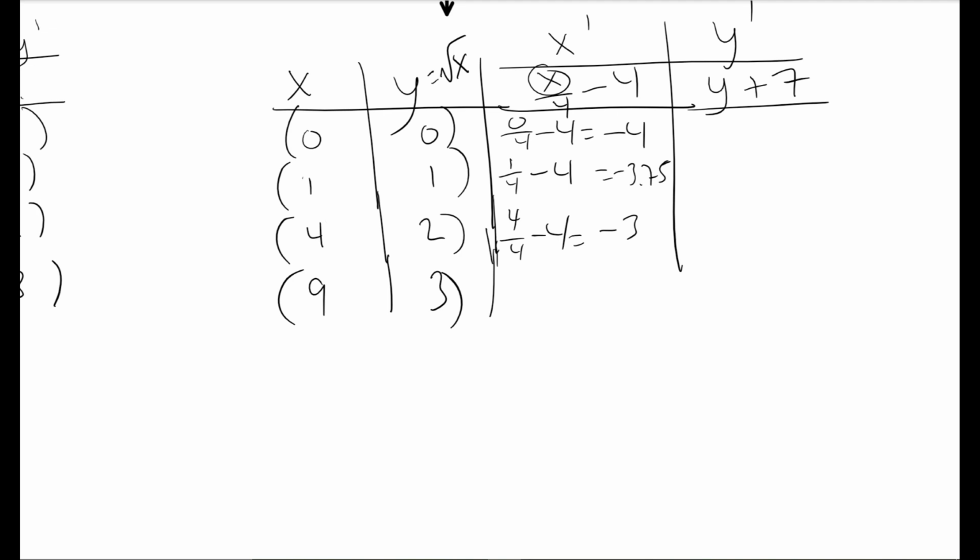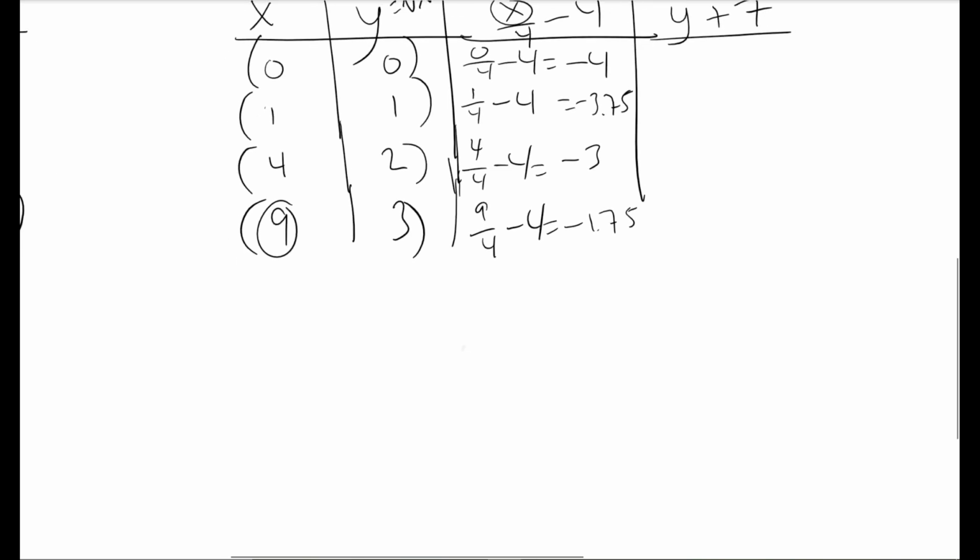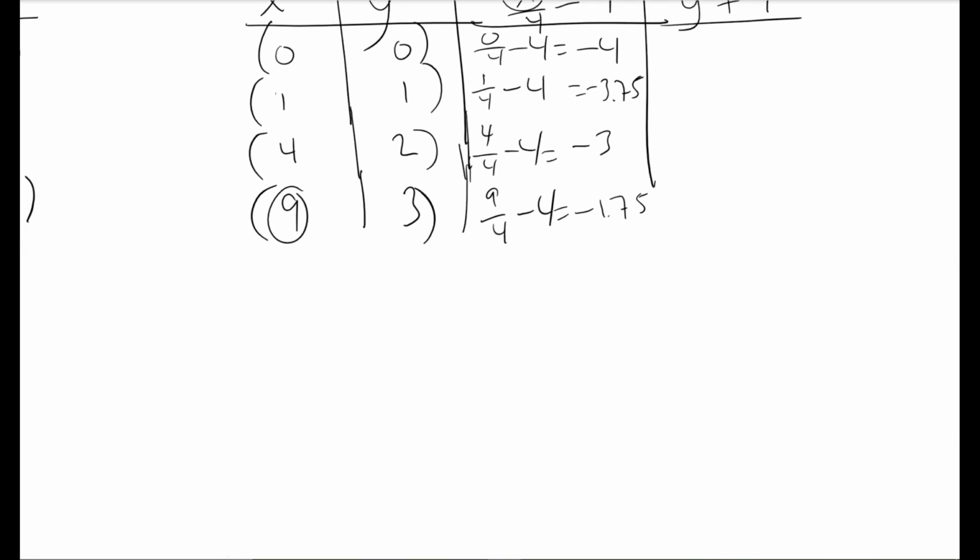Now let's do 9. We got 9 divided by 4 minus 4. So 9 divided by 4 is 2.25 if you were to do that in the calculator. 2.25 minus 4 is negative 1.75. All right, so we got our numbers here. I want to double check the calculation there. Make sure everything's good. Okay, so we have everything set.